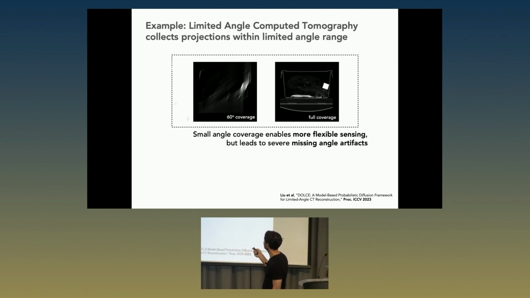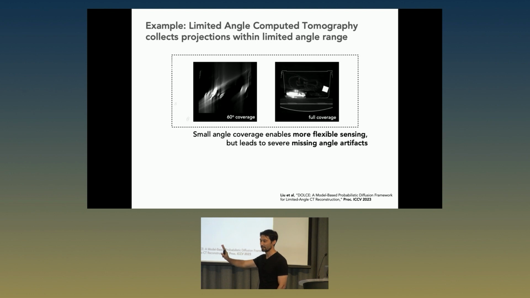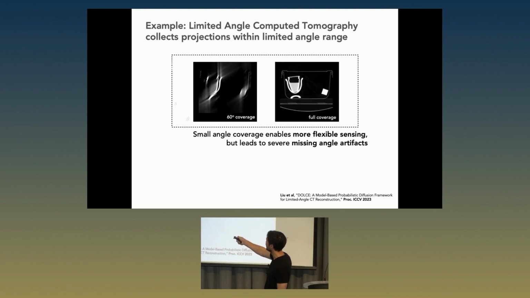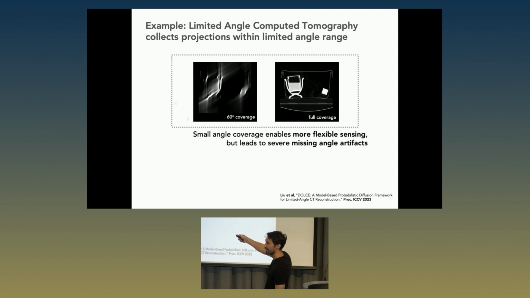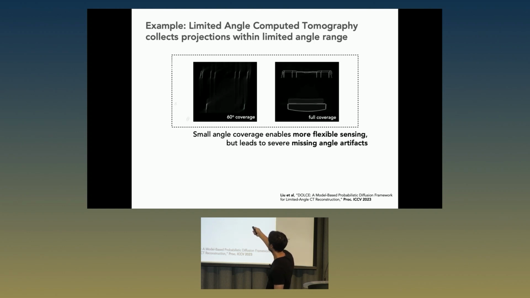So here's a little illustration. This is a suitcase. You can see we're going through the slices of a suitcase. If I collect only 60% of the angles, so I'm missing 120 degrees out of 180, then I would see something like this, where it's impossible to even recognize it's a suitcase. But, of course, I would want to have something like that.